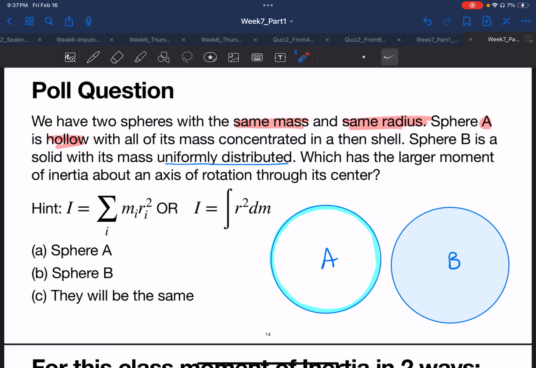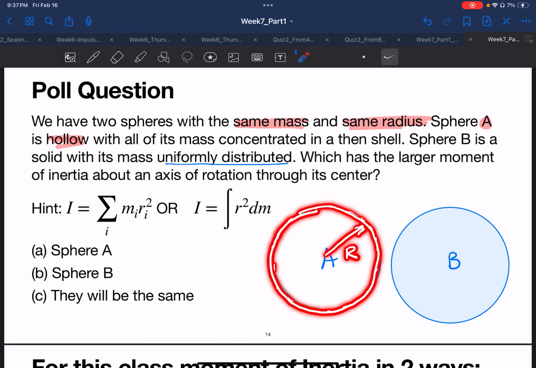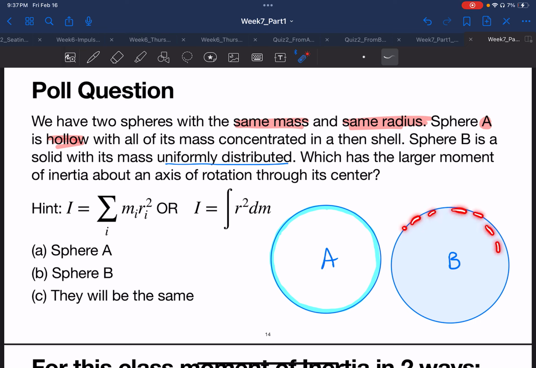Basically, we are integrating r squared over each tiny piece of infinitesimal mass that makes up the entire object. And if we're summing up r squared dm along all the infinitesimal masses, all the mass is concentrated on the edge for sphere A. So the radii are all going to be capital R. Now for sphere B, you have some mass at that same radius, at the same edge, but then you have also mass that is concentrated closer to the center of the sphere.